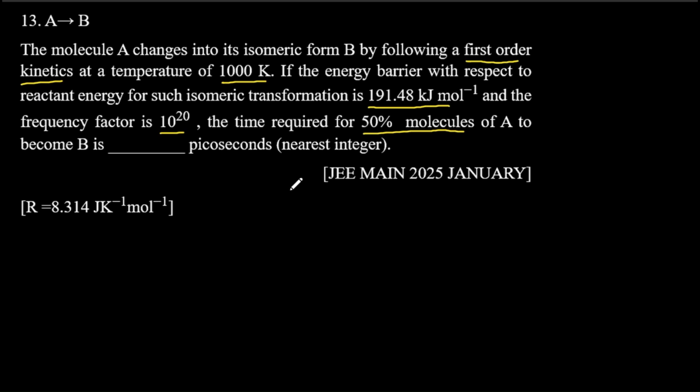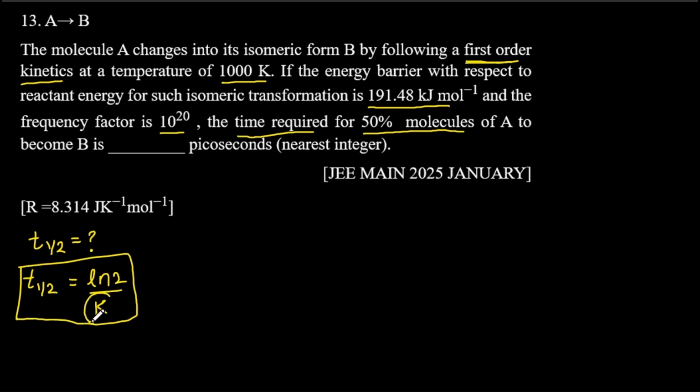First, in this question, what is asked? The time required for 50% molecules of A to become B. So 50% of reactant to become the product is half-life. So you have to find the half-life of this reactant. They told that it is a first order reaction. In first order reaction, half-life is equal to ln 2 divided by K, rate constant. So for that, you have to know rate constant K.